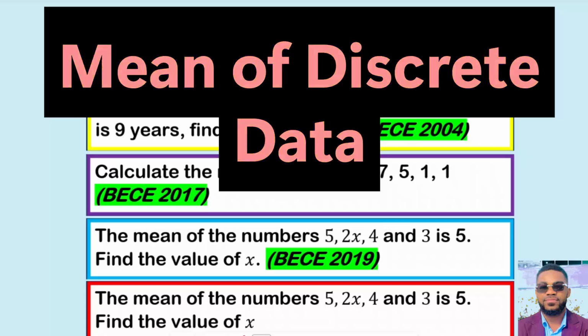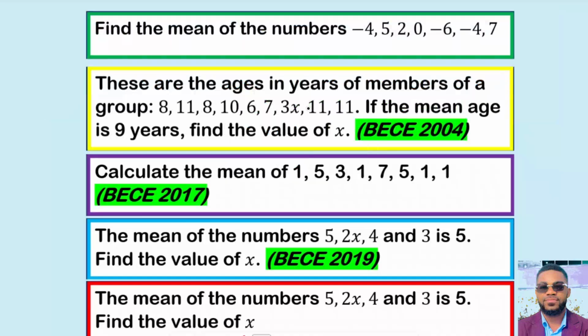Today's lesson, we're going to talk about finding the mean of discrete data. This is going to be part one of our mean, or average, journey. Our next part, part two, is going to be how to find the mean from frequency distribution tables. So let's begin with this one.